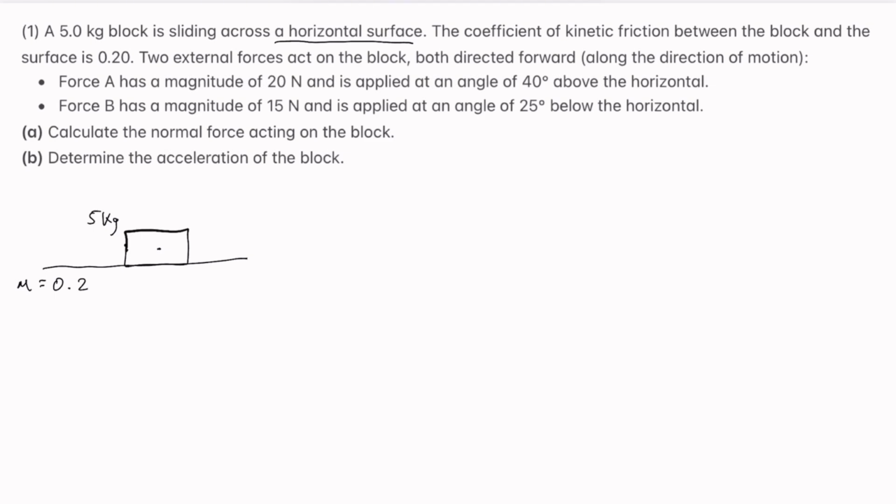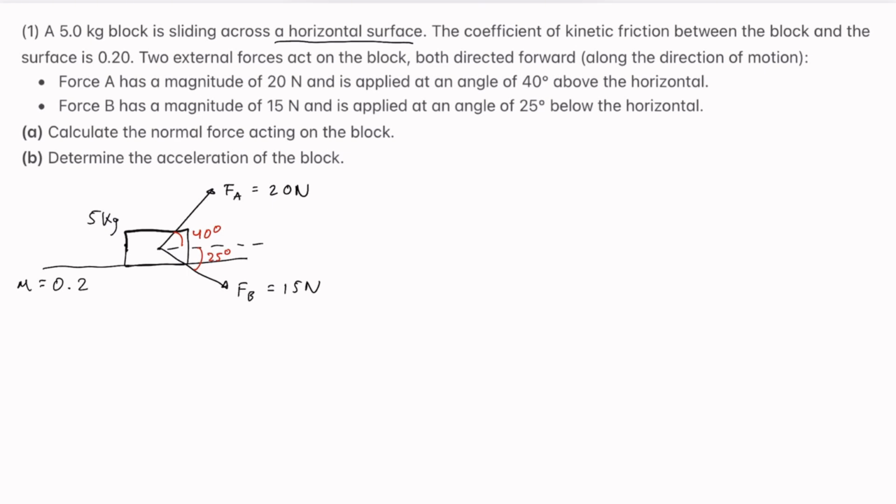Force A has a magnitude of 20 newtons and is applied at an angle of 40 degrees above the horizontal. So force A, with a magnitude of 20 newtons, is directed 40 degrees above the horizontal. And we have force B, which has a magnitude of 15 newtons and is applied at an angle of 25 degrees below the horizontal. We're asked to calculate the normal force acting on the block and to determine the acceleration.